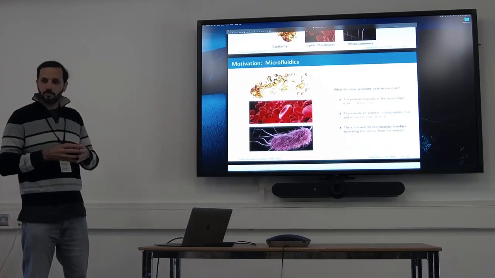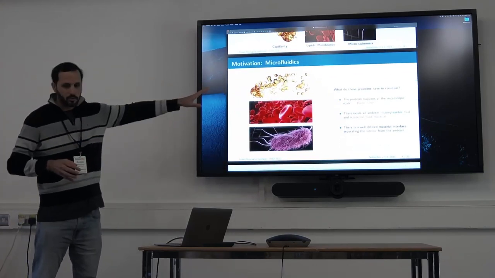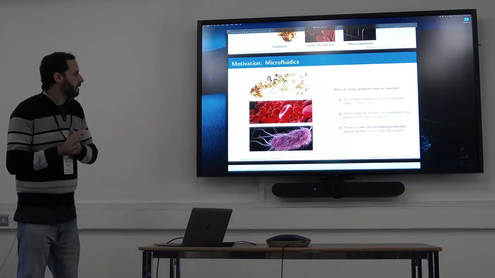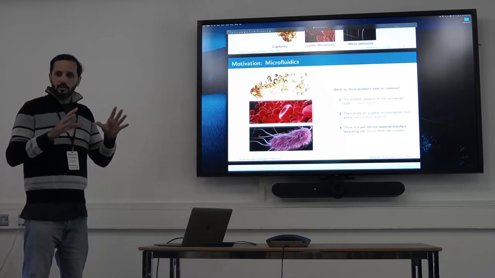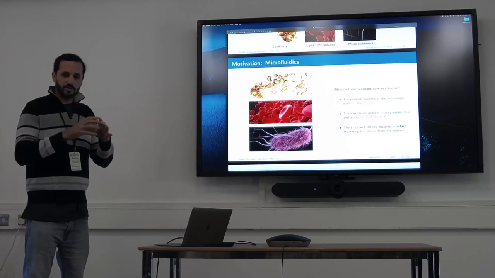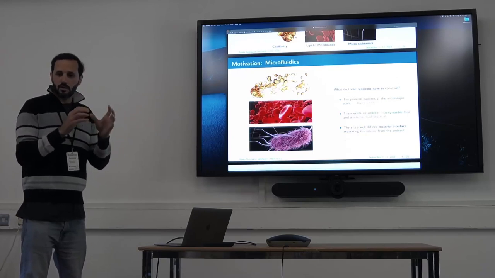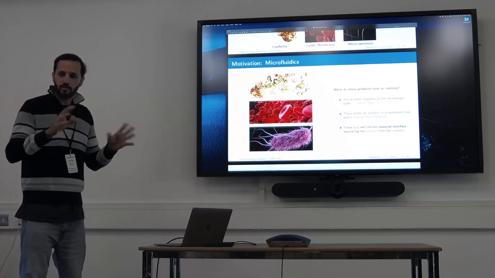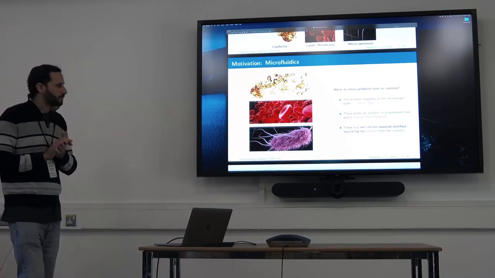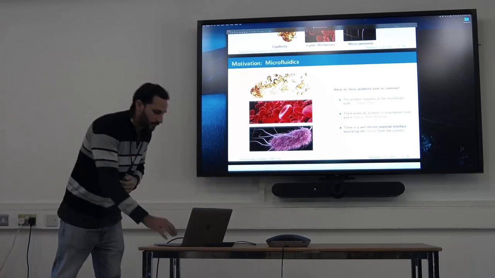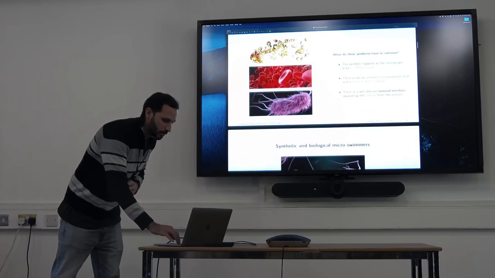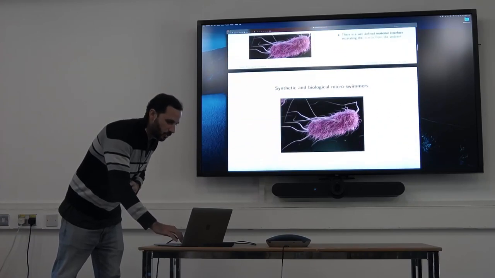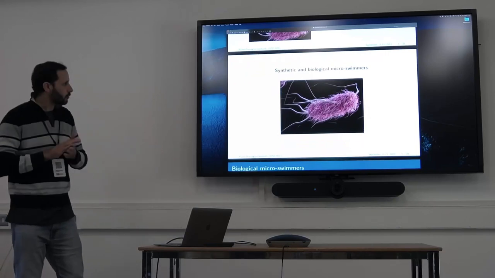They all happen at very small scales, like 10 microns to 1 millimeter maximum. There is an ambient incompressible fluid, and there is an internal fluid or an internal material, and a well-defined interface that separates the interior from the ambient. Okay, so there are some similarities in the approach that we take. In this work, I will focus on the microswimmers.